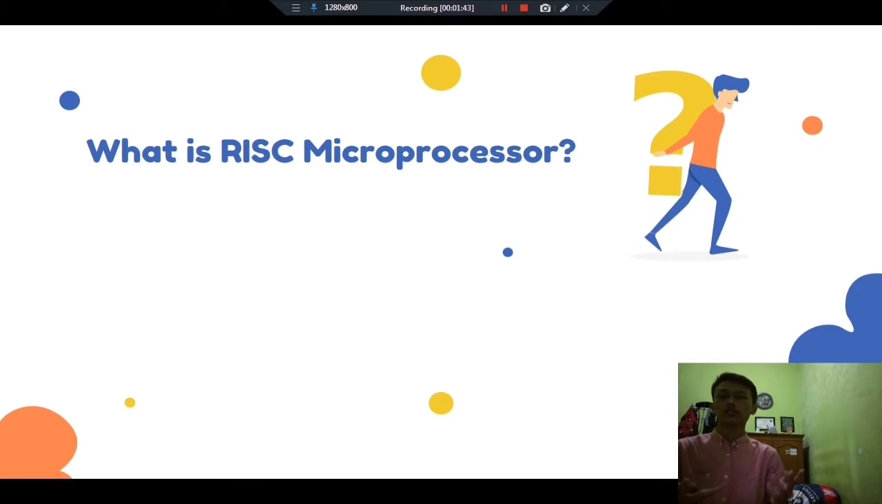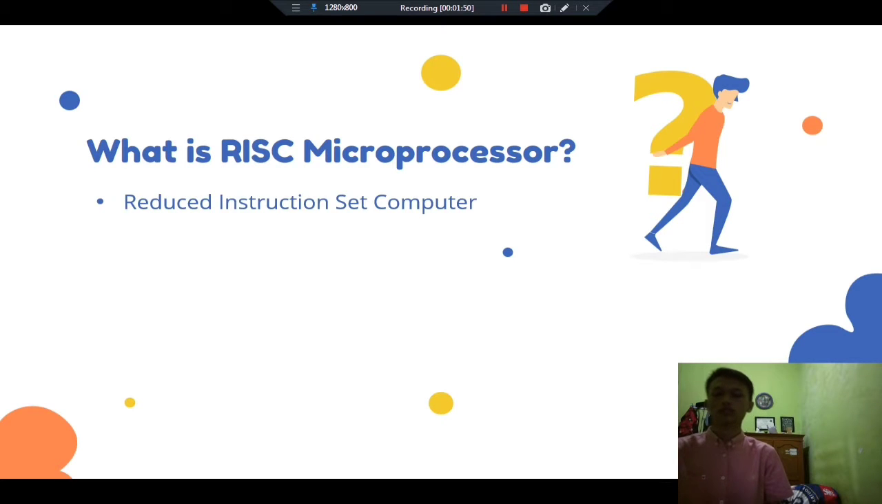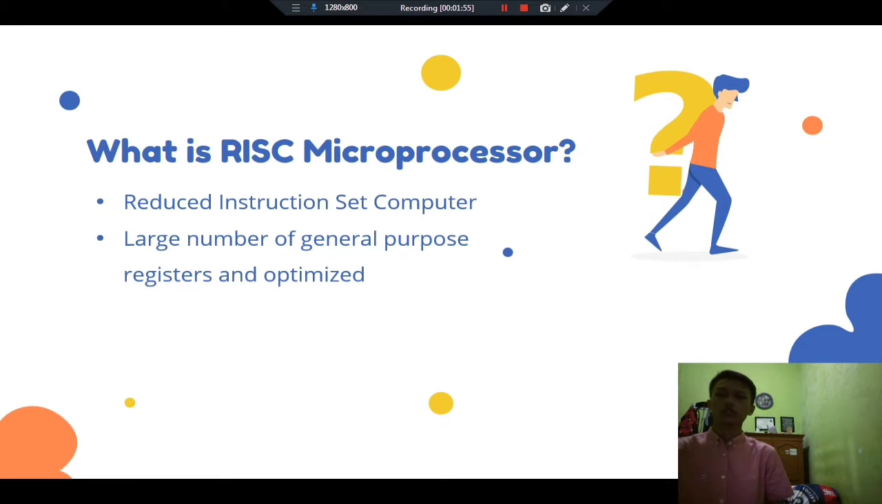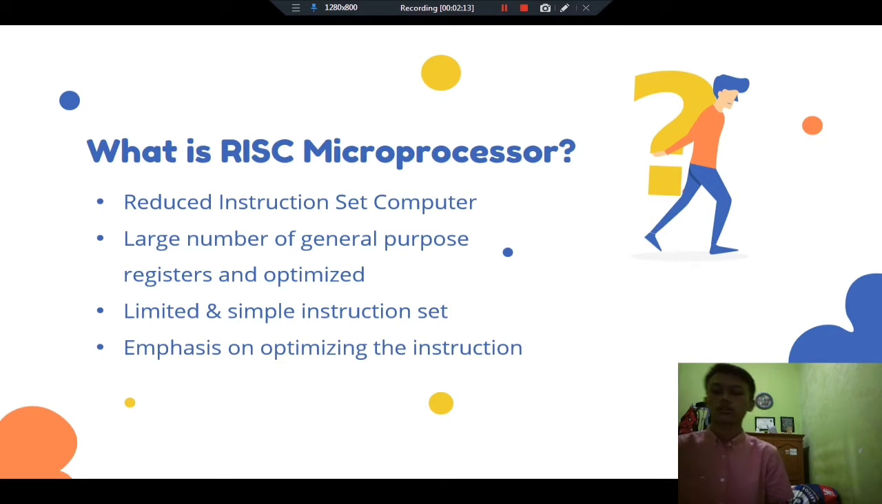What is RISC microprocessor? RISC stands for Reduced Instruction Set Computer. And the properties of RISC microprocessor are a large number of general-purpose register and use of computer to optimize register usage. Then a limited and simple instruction set, and less an emphasis on optimizing the instruction per line.